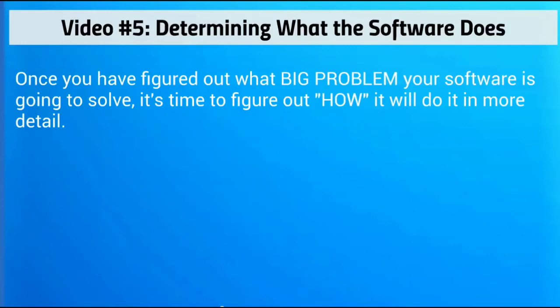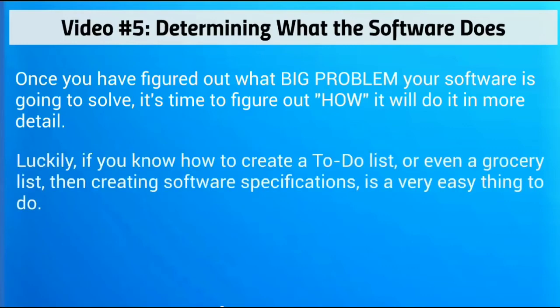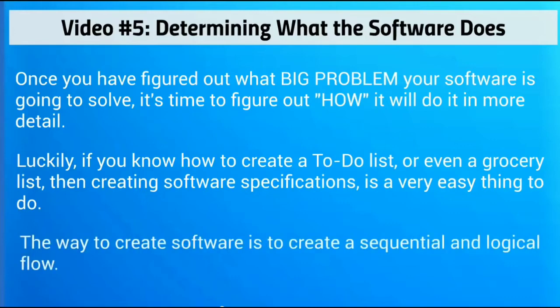So now we need to dig deeper and create what we call a to-do list. And if you've created grocery lists or to-do lists, then creating software specifications is actually very, very similar. It's actually a very easy thing to do once you have figured out what kind of problem it'll solve and how it will go about doing that. And that's what we're going to do in this particular video.